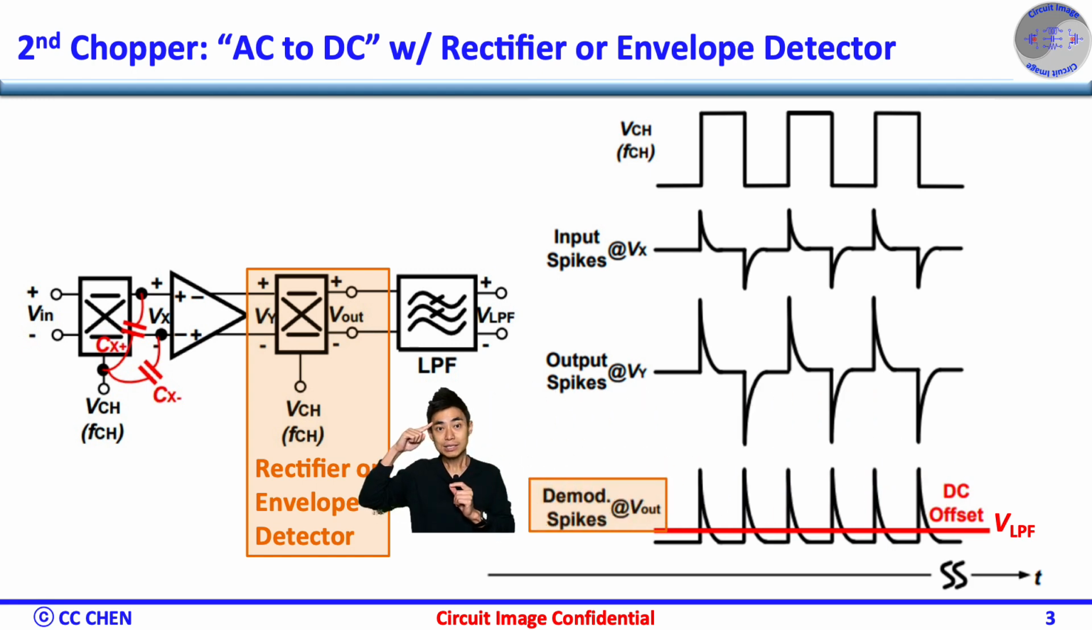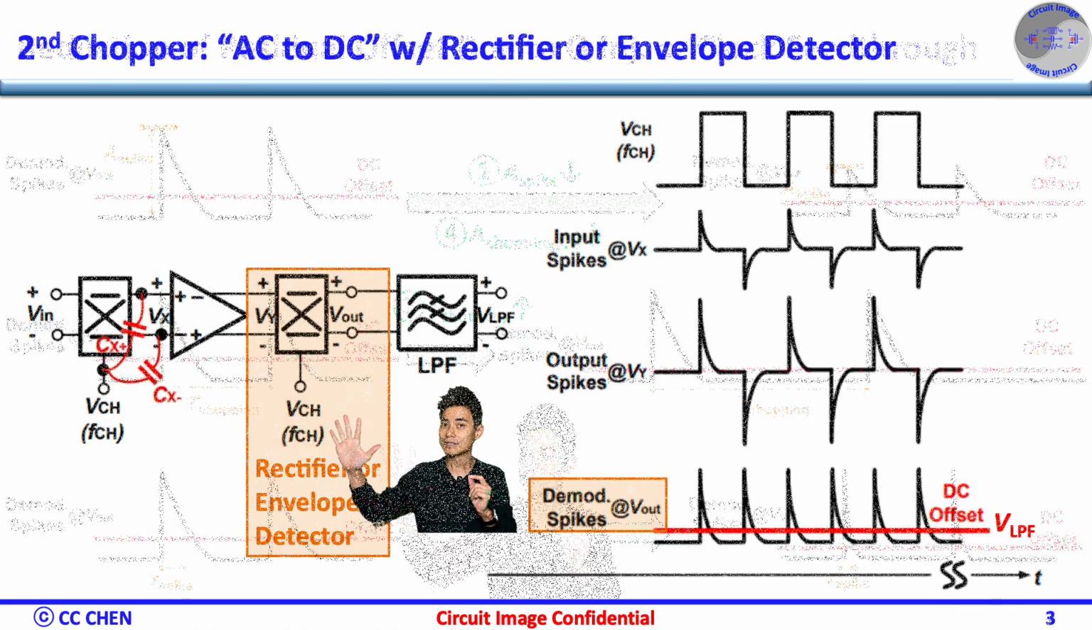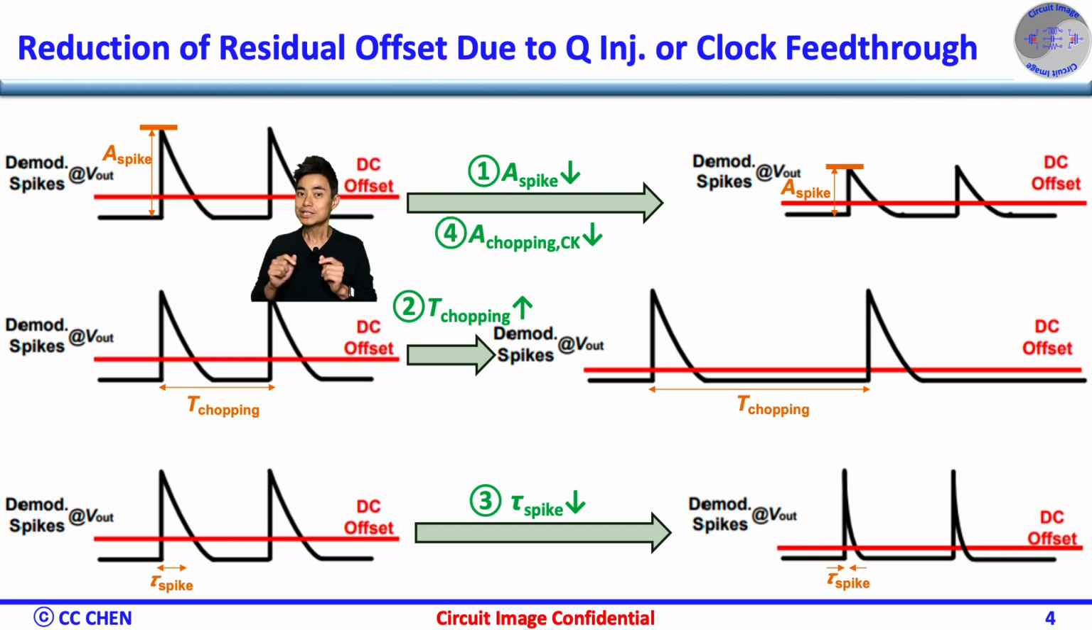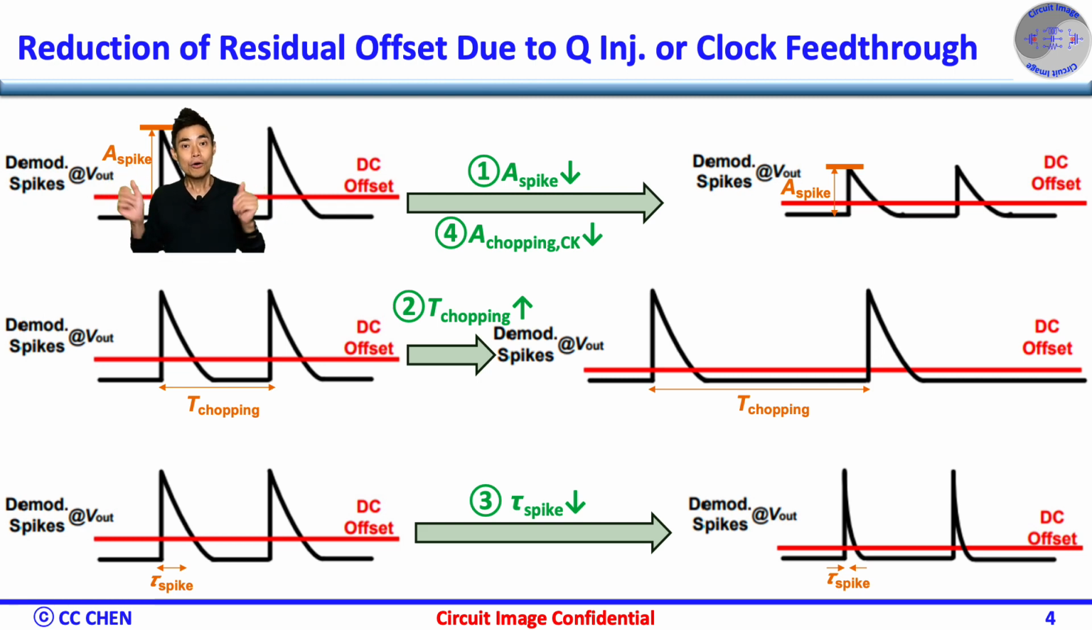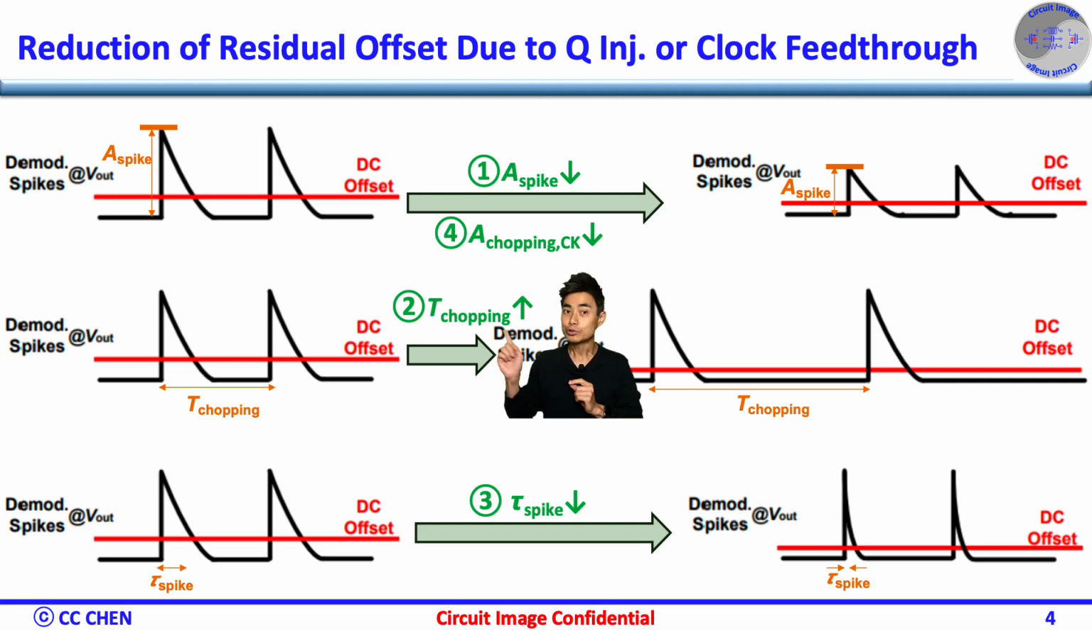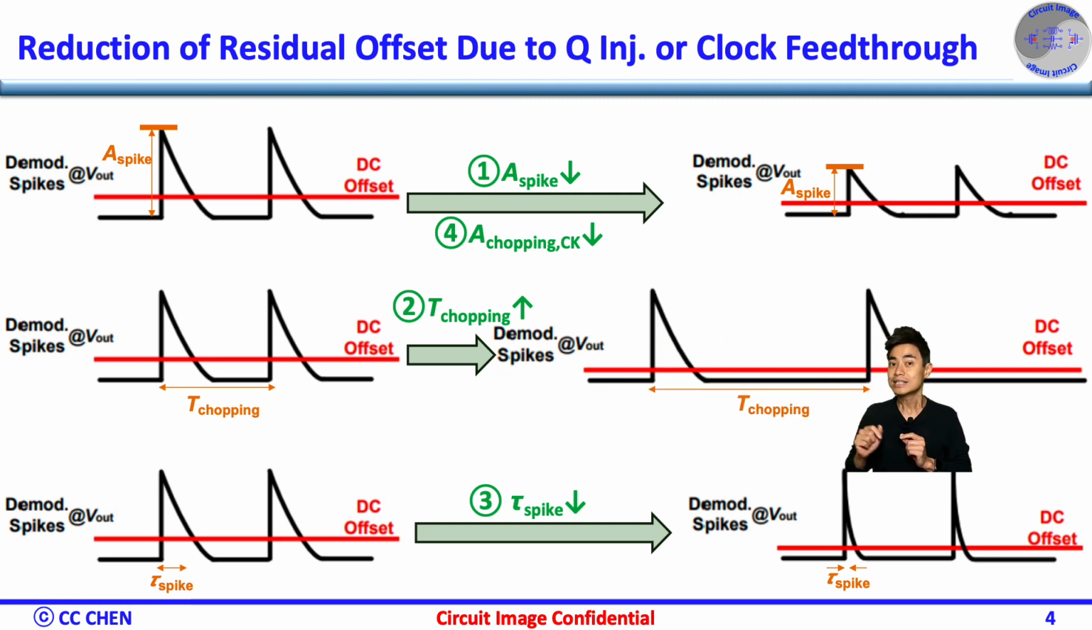Think about the demodulated DC spike images for 5 seconds. Right, to reduce the residual offset, we can look at the waveform of the DC spike at the second chopper output one more time. As you can see, the residual offset value is exactly the average value of the DC spike. Foremost, if the spike magnitude is smaller, then the average DC level would be smaller. Second, if the time duration is longer, then the DC spike will be a smaller fraction in a larger time duration. This implies the DC level is smaller if the chopping period is greater.